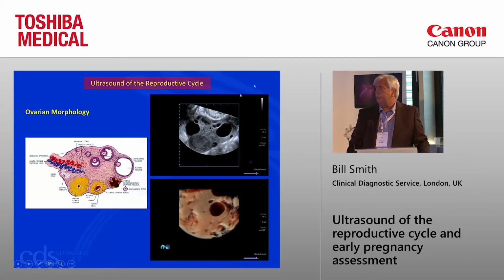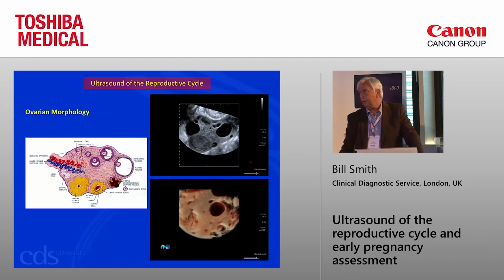You can see that with modern 2D and modern 3D rendering, we can get quite detailed images of the ovarian morphology, whether we're looking at a developing follicle here, or atretic antral follicles. There's a persistent corpus luteum there from the previous cycle. So we're now able to look at ovarian morphology in some detail.